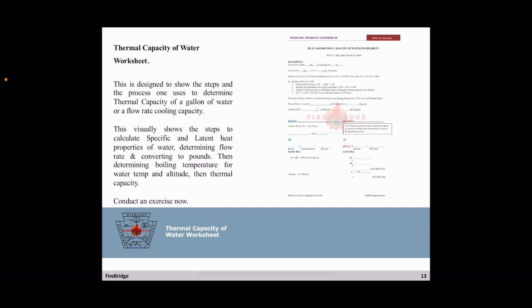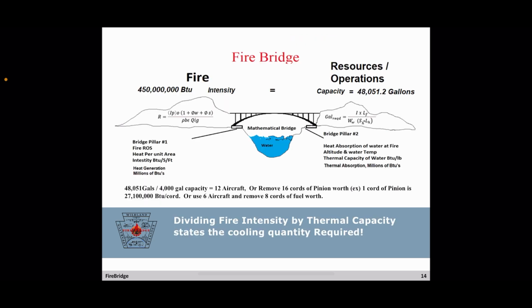And so this visually shows the steps to calculate specific and latent heat, so that way you don't get tripped up and you don't miss a step. That's really all this is.